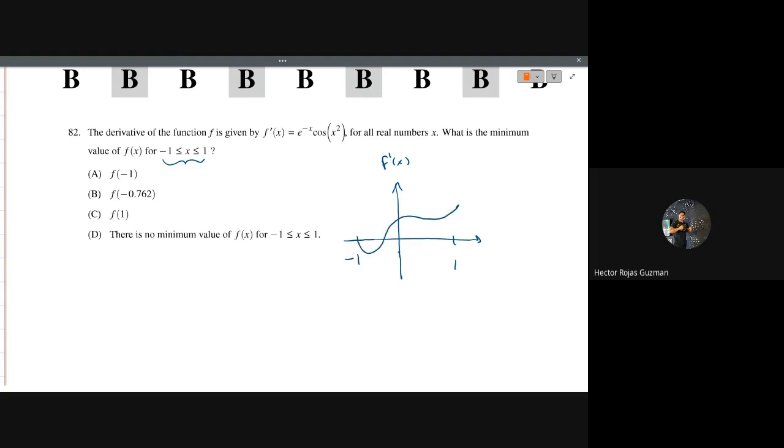This is completely random. What you need to do is find the critical points. You need to find when the derivative is equal to 0. So in my random example, this would be a critical point. This would be a critical point. And that's it.